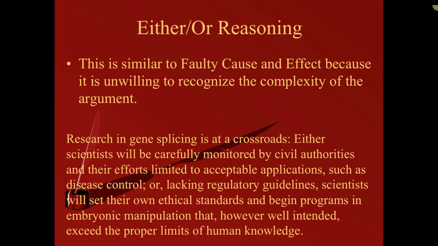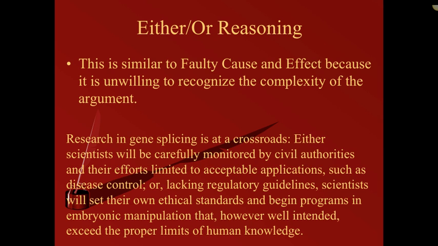Either-or reasoning. This is similar to faulty cause and effect because it's unwilling to recognize the complexity of the argument. For example, research in gene splicing is at a crossroads. Either scientists will be carefully monitored by civil authorities and their efforts limited to acceptable applications, such as disease control, or lacking regulatory guidelines, scientists will set their own ethical standards and begin programs in embryonic manipulation that, however well intended, exceed the proper limits of human knowledge.